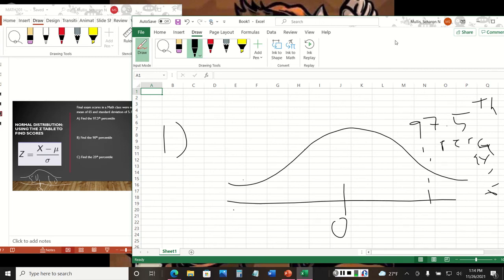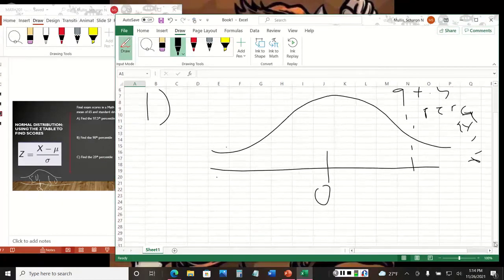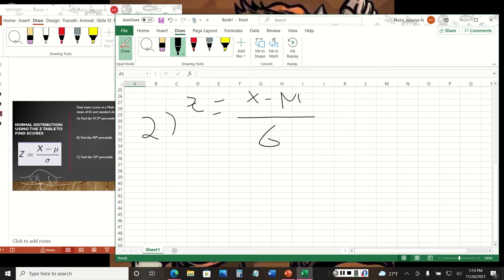And the next thing we're going to do is use our equation. Let's go down here. We'll put a 2 here. We know that Z equals X, the unknown value, minus mu, and we know what the mu is, and all of that is divided by sigma. That looks like a 6, let's change that to sigma. And we know that that's standard deviation. So let's start plugging in the numbers that we know offhand.